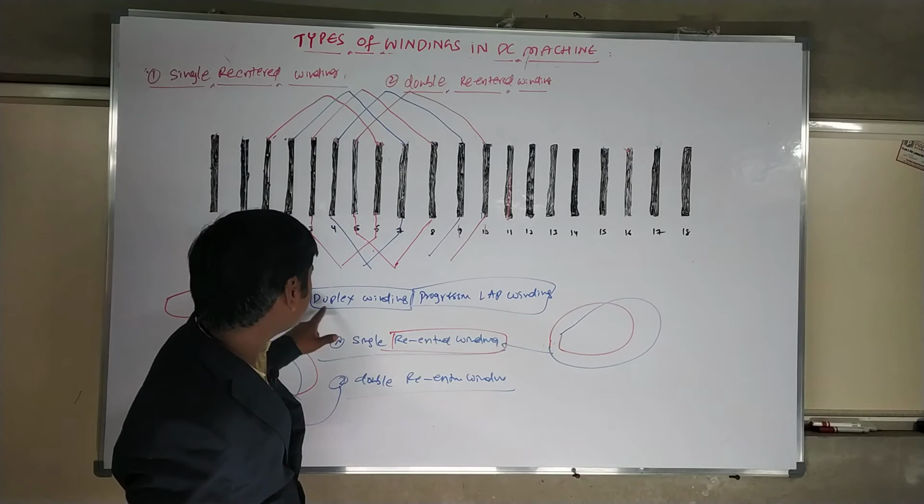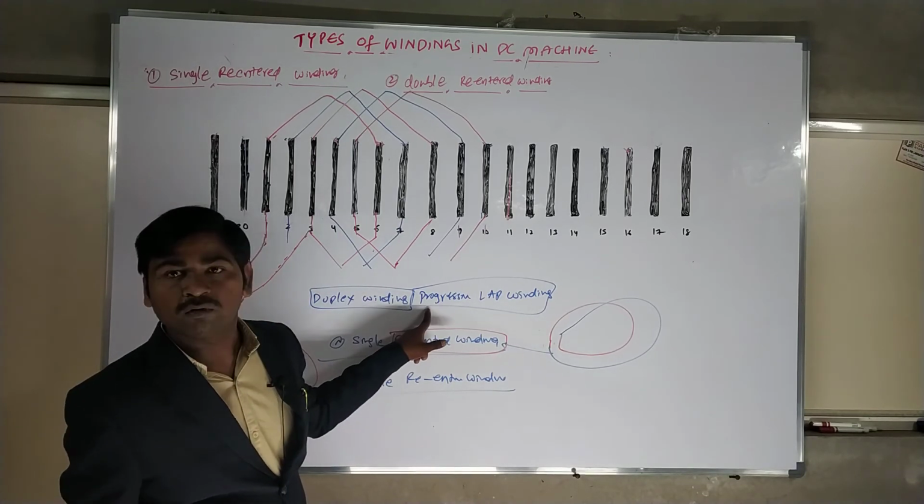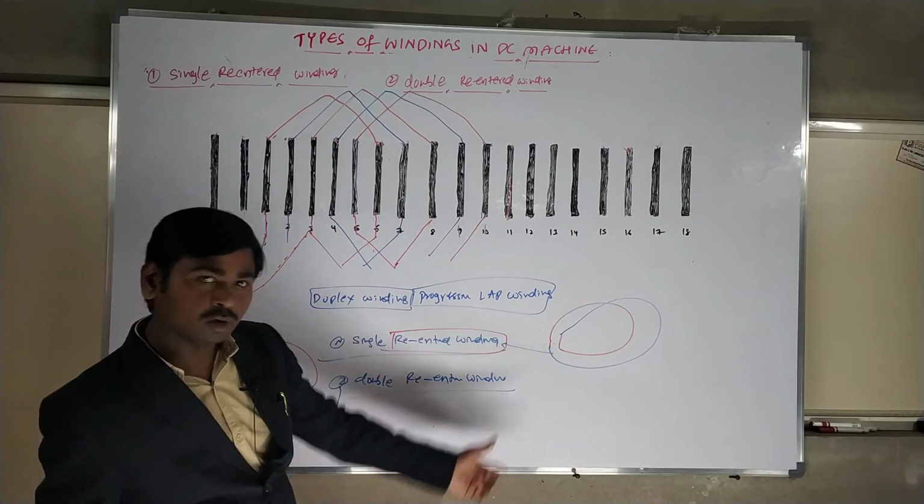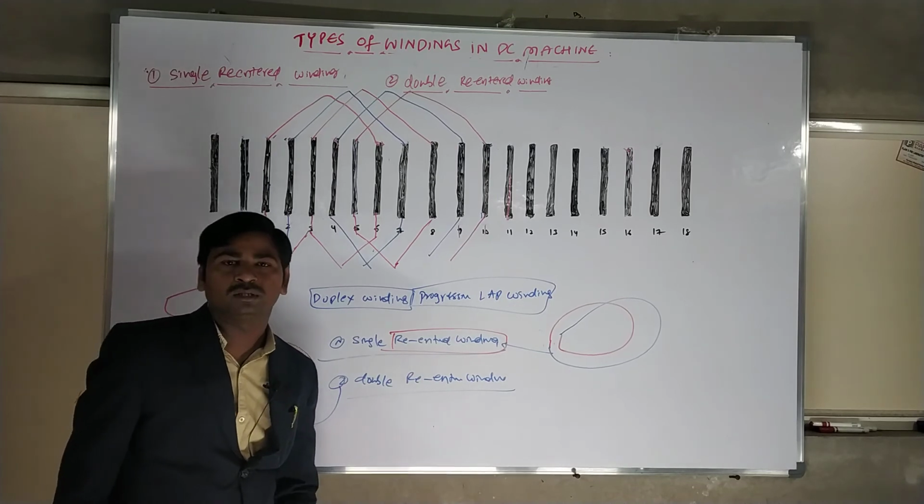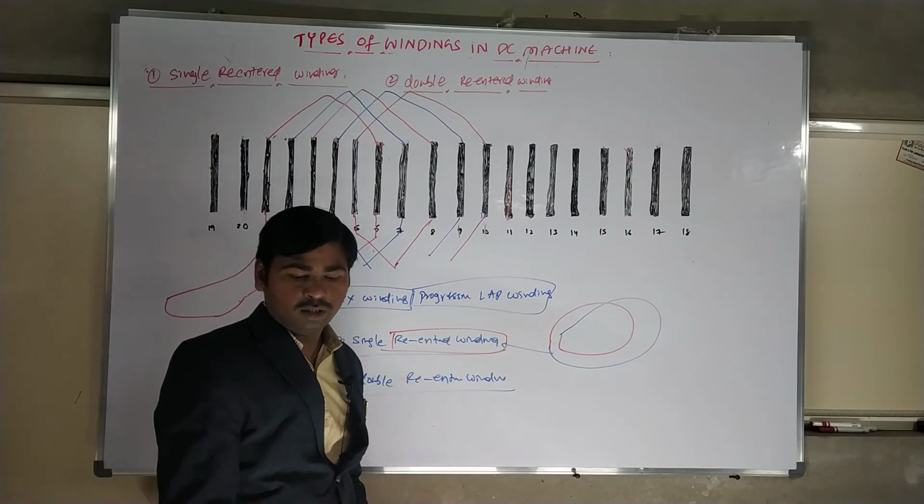So basically, to remember this, you can use duplex windings because you will get empty slots. How the re-entering should go into the empty space. Simplex means you are not supposed to see that. I think it's very clear.